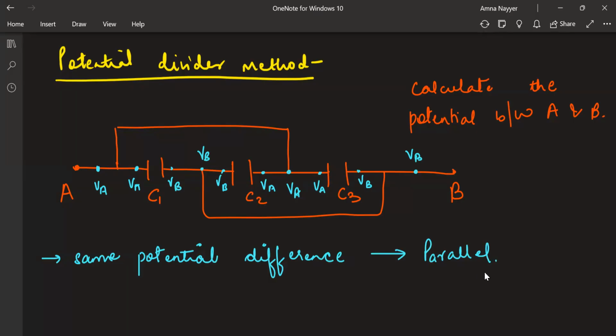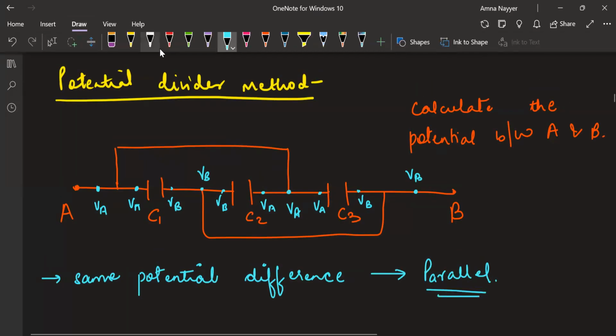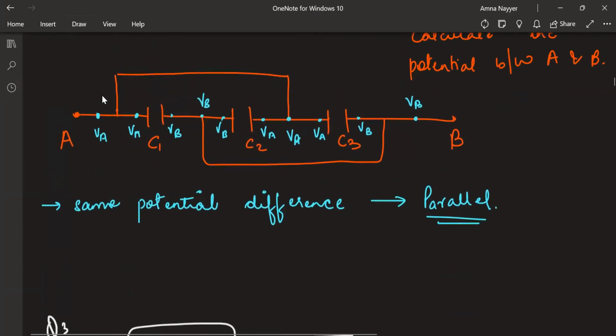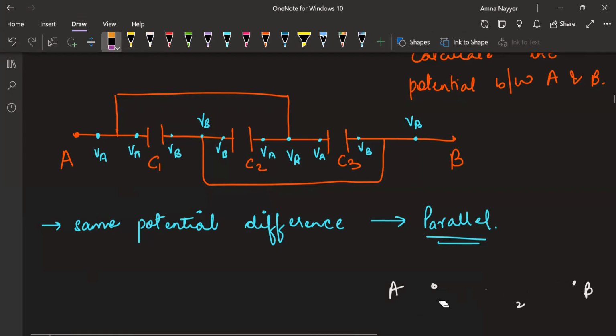That's what we've studied, that for parallel, they have to be connected in the same. Exactly. Now see, I am just drawing 2 points A and B. Let me draw the center one. This is C2. Here the potential is VA. Let's say this is point A, this is point B, right? Across this, here we have C1. What's the potential difference? Wait, let me rewrite this.